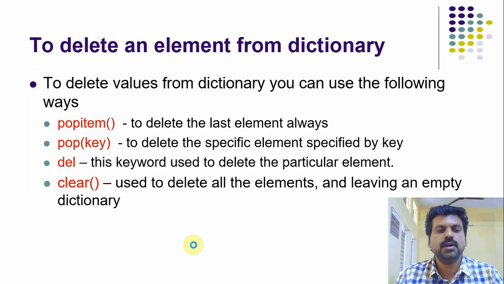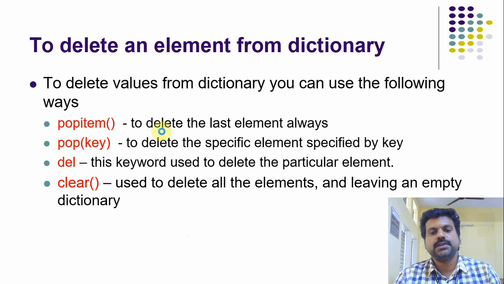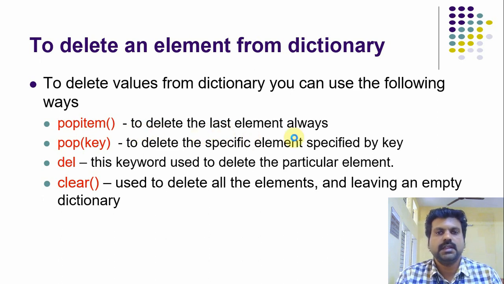Next we move on to how to delete an element from a dictionary. For deleting an element we have several options. If you want to delete the last inserted key, you can use the popitem function. If you want to delete a specific element, you can use pop with the key. If you want to delete using the subscript operator, you can use the del keyword. And if you want to delete all the items, we can use the clear function.